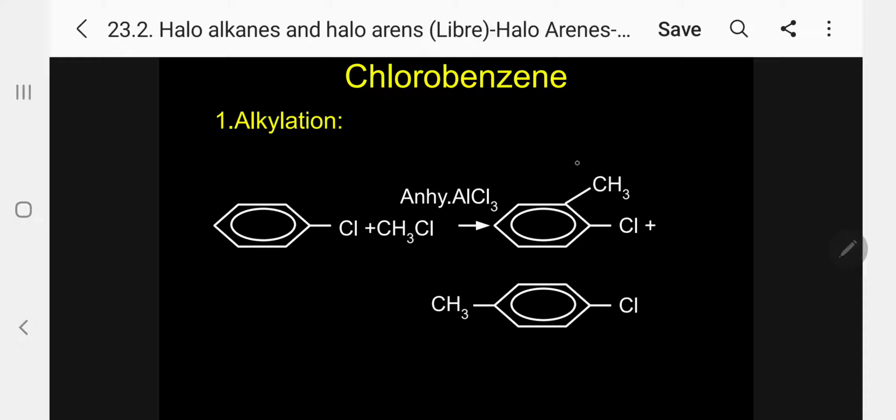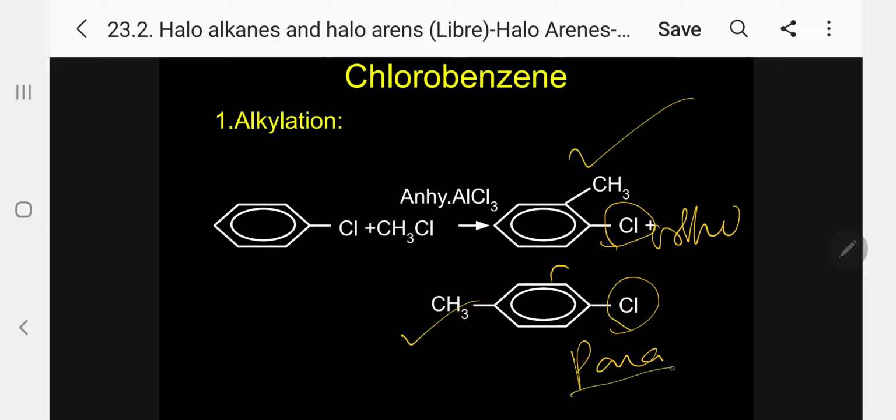So here it is a mixture of two products, ortho and another is para with respect to chlorine. Kindly follow. If you want to name this, this is 2-methyl 1-chlorobenzene. This is 1-chloro-4-methyl benzene. Or simply we'll say, this is the ortho product, this is the para product. Kindly follow. With respect to chlorine, CH3 ortho; with respect to chlorine, CH3 para.